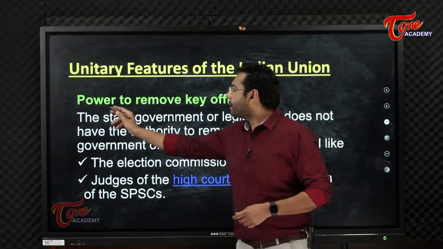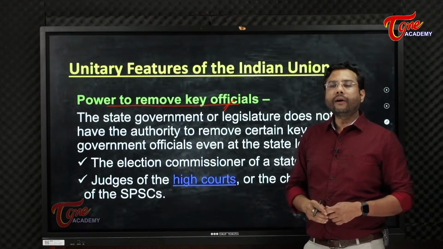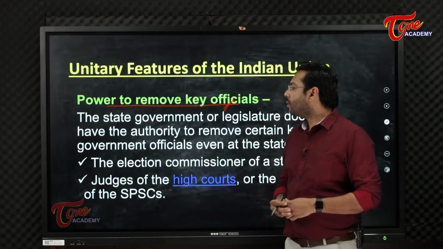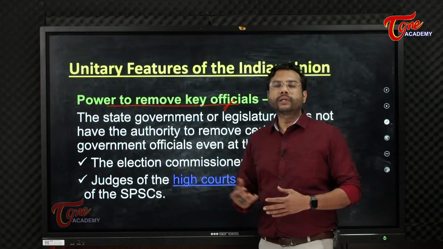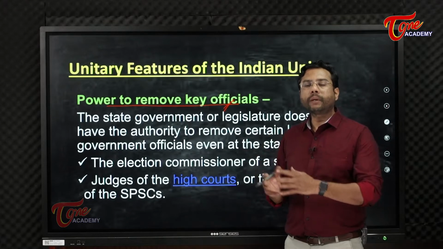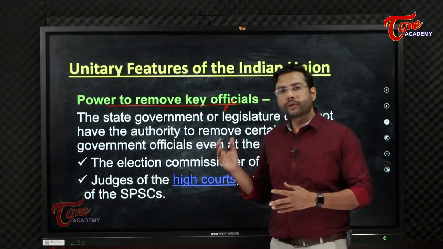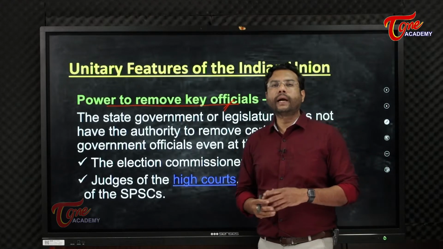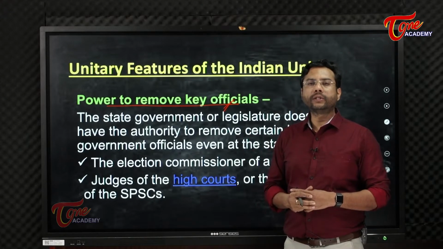We have another important thing, that is power to remove key officials. Key officials are generally appointed by the union government only, because we know the union government through the president appoints the election commission chairman and members, the chairman and members of the Union Public Service Commission, members of the State Public Service Commission, CAG, Attorney General, Advocate General. So, all those are appointed by the president, that is the union government.